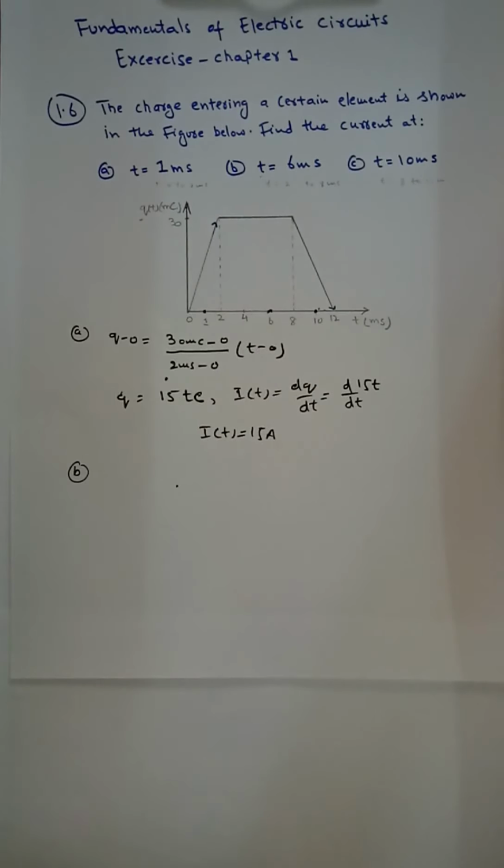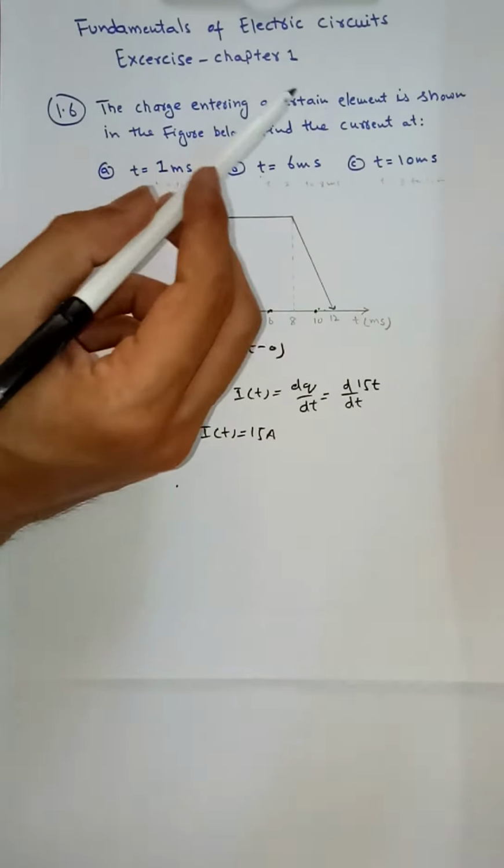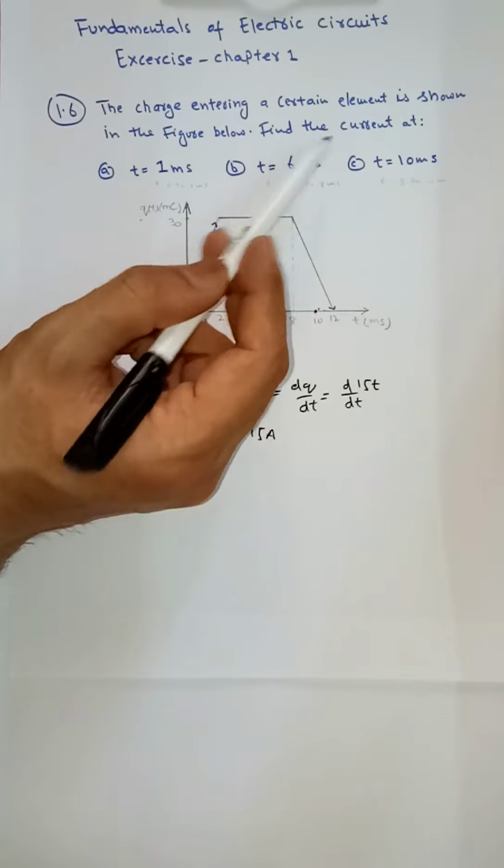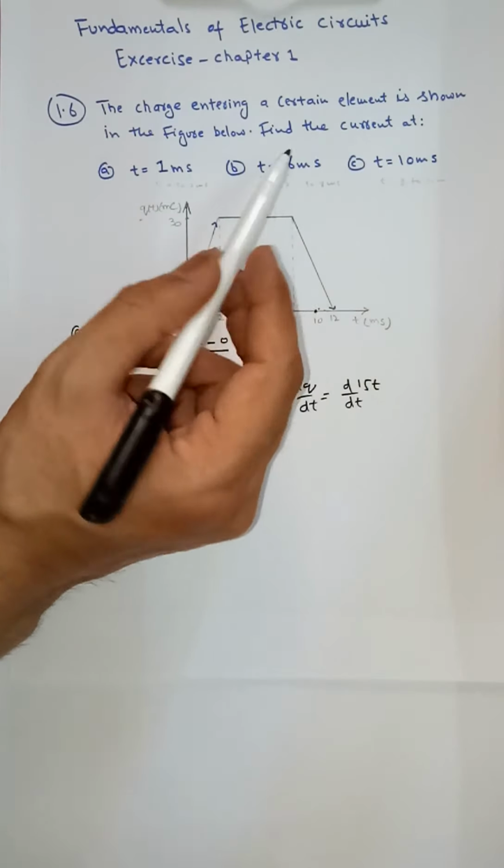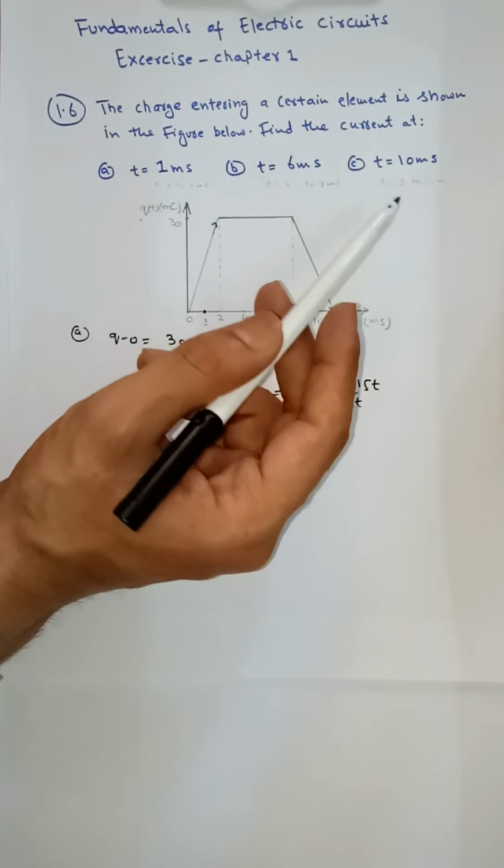Bismillahirrahmanirrahim. Fundamentals of Electric Circuits, exercise chapter 1, question 1.6: the charge entering a certain element is shown in the figure. Find the current at t equals 1 millisecond, t equals 6 millisecond, and t equals 10 millisecond.